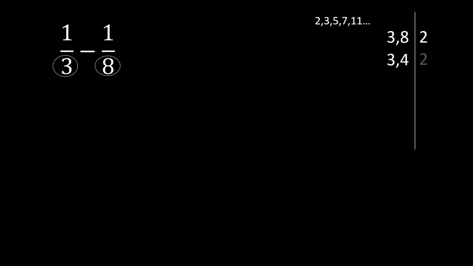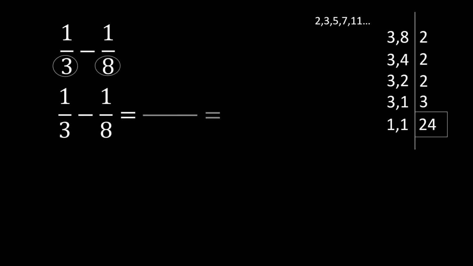1/3 minus 1/8. We apply the same LCD method. Denominators are 3 and 8. We divide step by step. 8 is divisible by 2. 3 and 4, 4 is divisible by 2 again. 3 and 2, 2 is again divisible by 2. 3 and 1. Finally, divide 3 by 3. 1 and 1. We're done. Now multiply the prime numbers we used. 2 times 2 times 2 times 3 equals 24. So, 24 is our least common denominator.